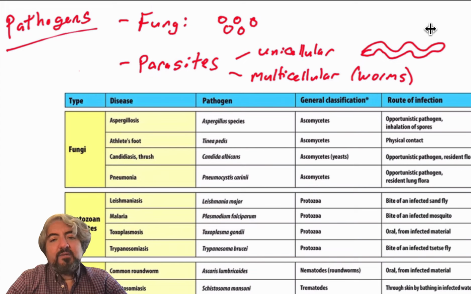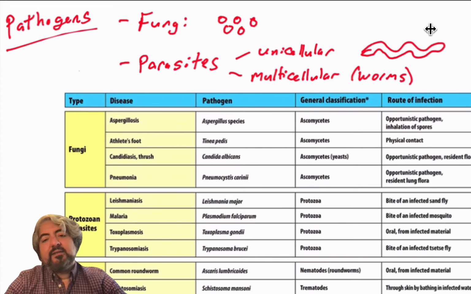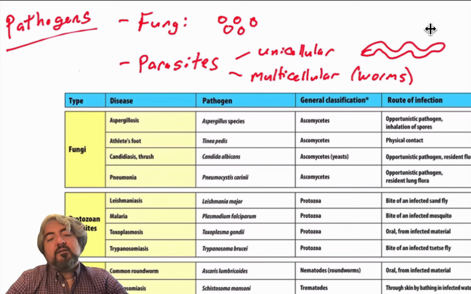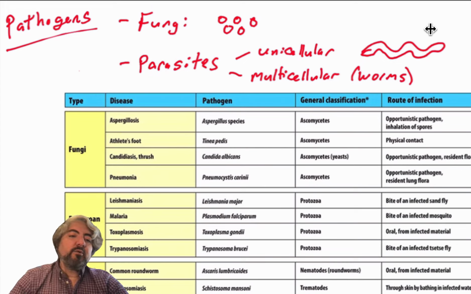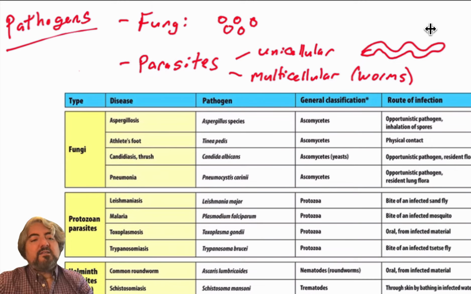And again, they can be in different parts of the body. They can be in the skin. They can be in the lungs. So the immune system has to be able to recognize fungi as well. The fourth group of pathogens are parasites. So those are usually more complex eukaryotic organisms. They can be multicellular or unicellular.